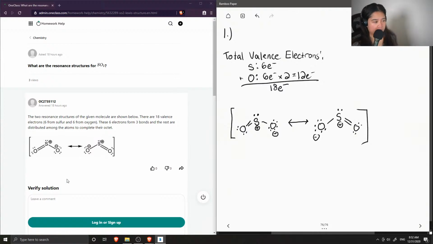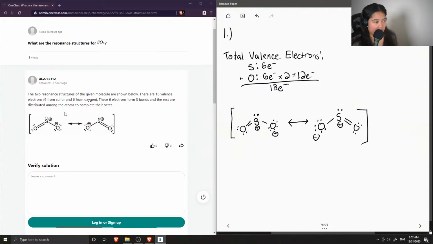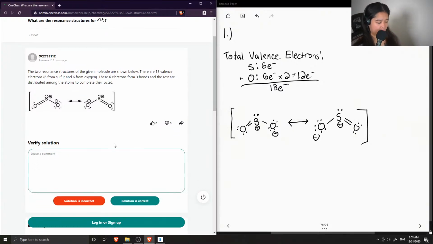So the junior tutor said that the 2 resonance structures of the given molecule are shown below. There are 18 valence electrons, 6 from sulfur, 6 from oxygen. I think they mean like 12 from oxygen in total. And these 6 electrons form 3 bonds, and the rest are distributed among the atoms to complete their octet. Okay, so this solution is correct.